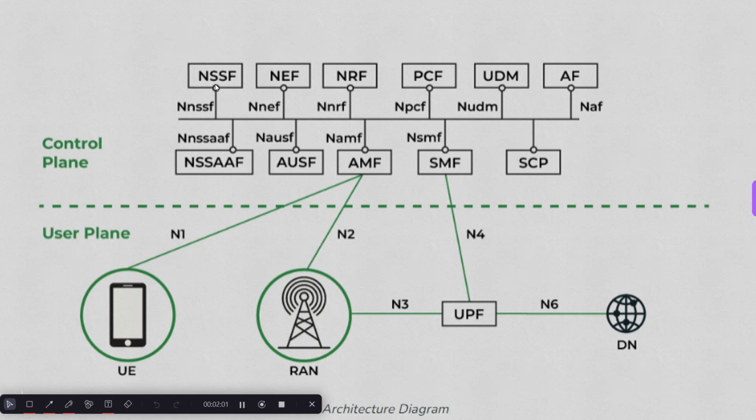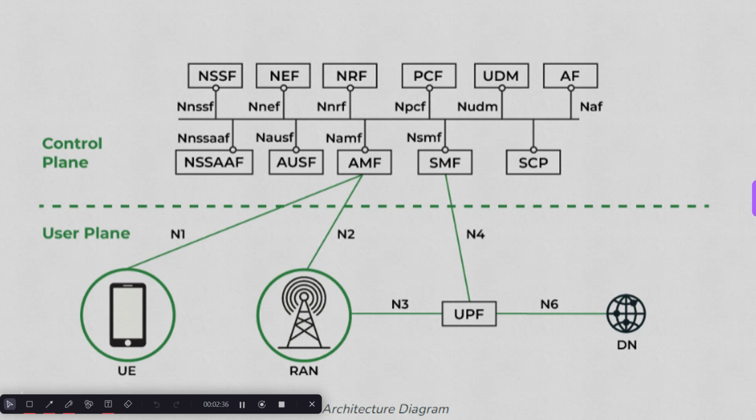And this one is the network slice selection function. DN is the data network. These are the interfaces between the entities: UE to AMF is the N1 interface and RAN to AMF is the N2 interface. RAN to UPF is N3 and SMF to UPF is N4. Then UPF to DN is N6. Like that, AMF to SMF and SMF to PCF. So many interfaces are there. In a later video, I will show you that.